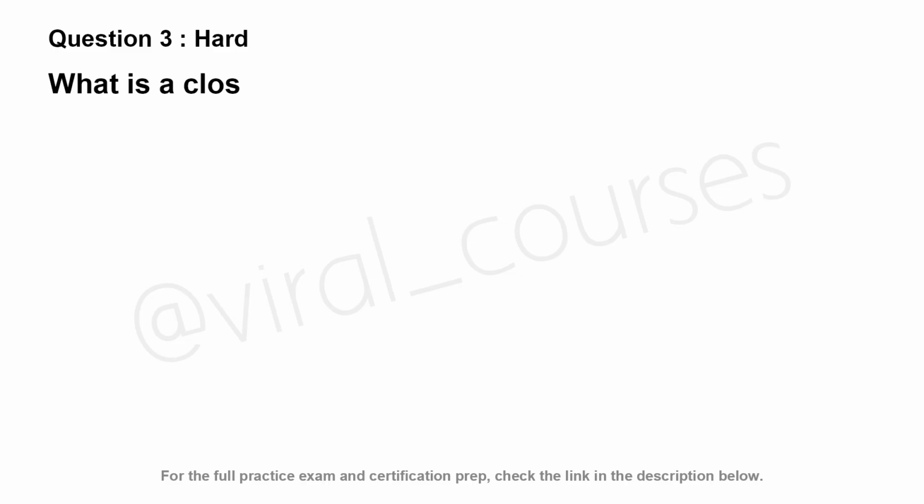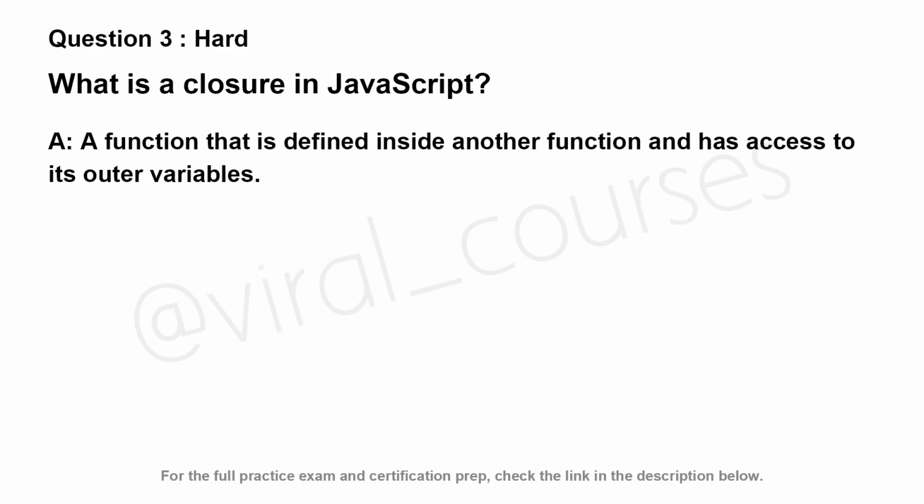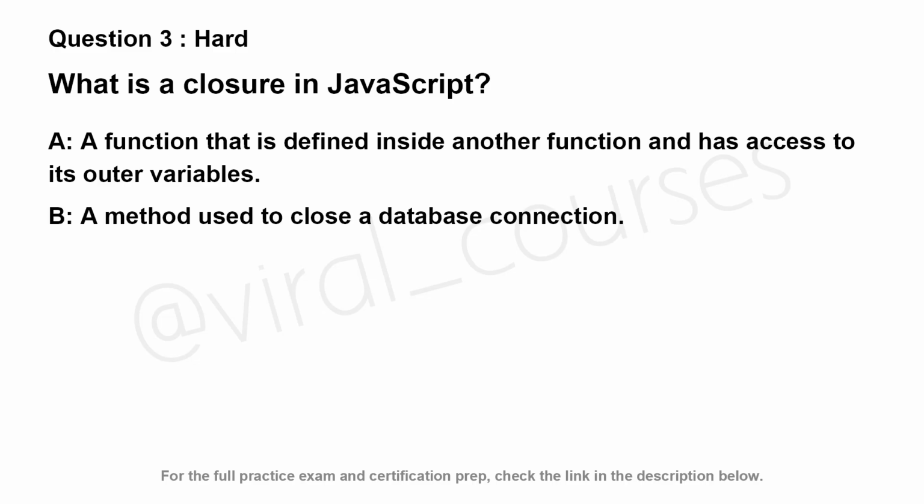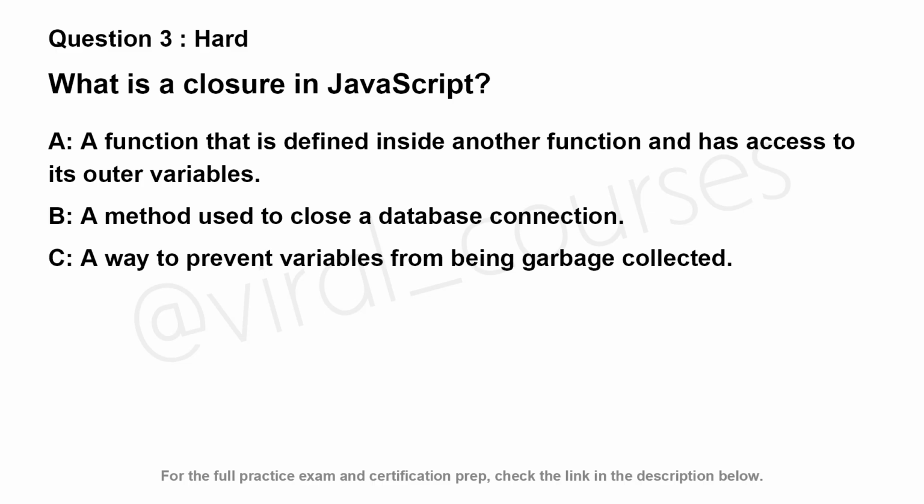What is a closure in JavaScript? Option A. A function that is defined inside another function and has access to its outer variables. Option B. A method used to close a database connection. Option C. A way to prevent variables from being garbage collected. Option D. The process of ending a loop early.